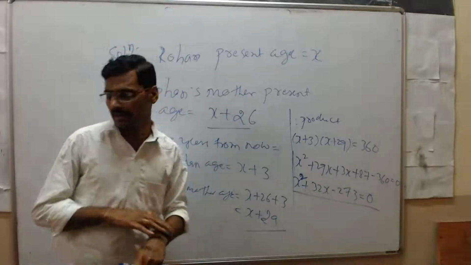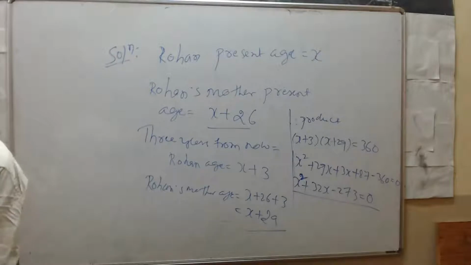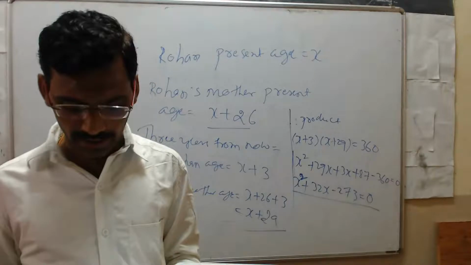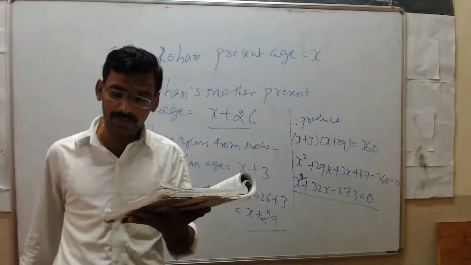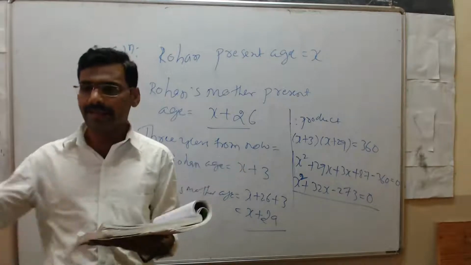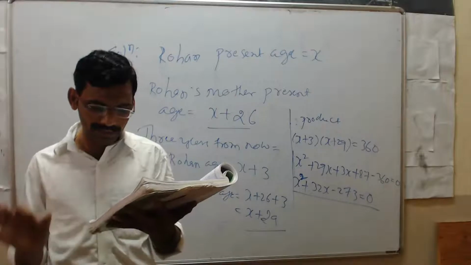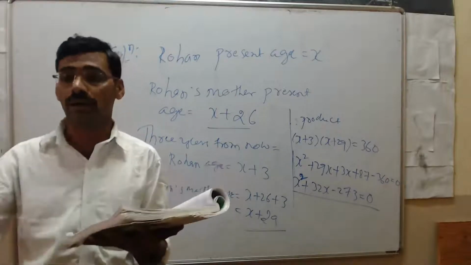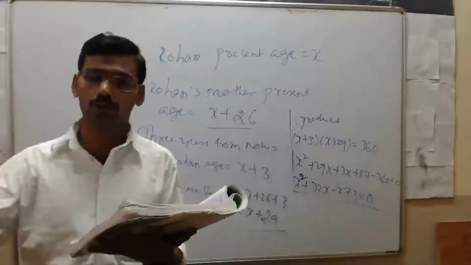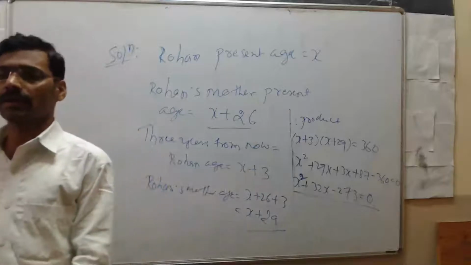Okay, next, the fourth one, the last one. A train travels a distance of 480 km at a uniform speed. If the speed had been 8 km less, then it would have taken 3 hours more to cover the same distance. We need to find the speed of the train.